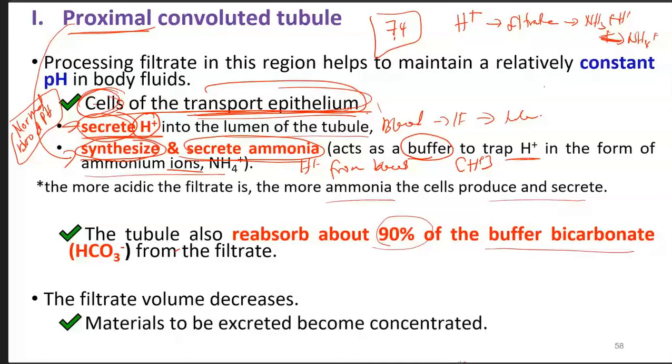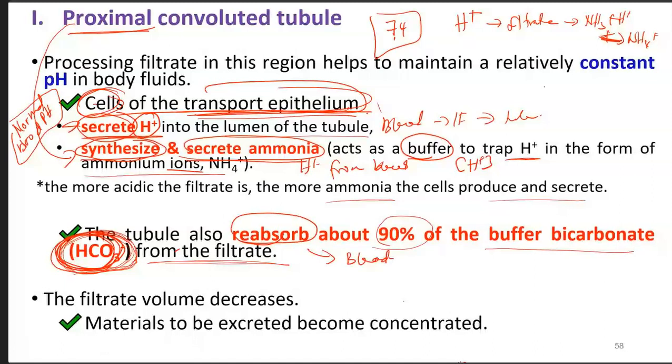So the tubule also reabsorbs about 90% of the buffer bicarbonate ion, HCO3 minus, from the filtrate. So this bicarbonate ion, which ends up in the filtrate, will be reabsorbed back into the blood.